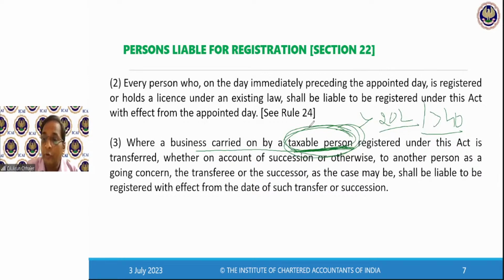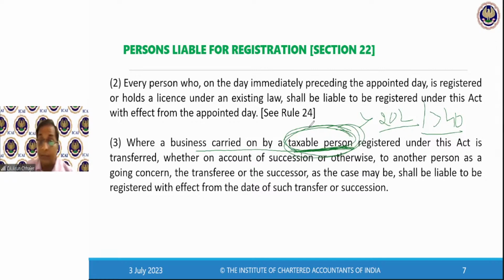Voluntarily, it is open anytime. You can take the registration at any point of time. In case of the proprietor, if my turnover exceeds 20, 40, or 10 lakhs, as the case may be, I have to take registration against my PAN number only. On the death of the proprietor, whose turnover is less than the threshold limit, still his son.